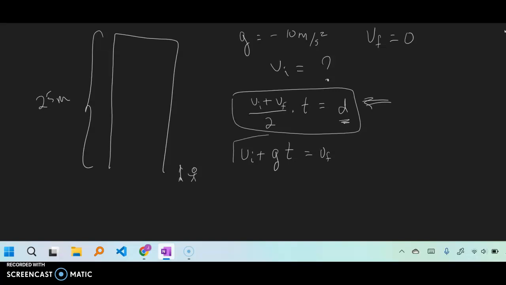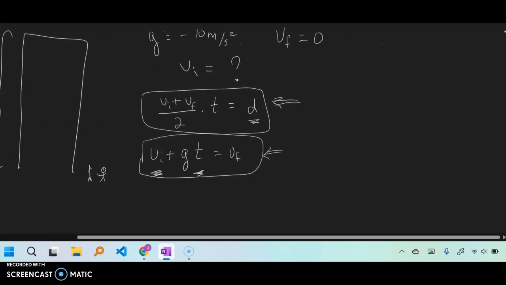And when I take a look at this one, I can say, well, all right, VF is something that I know. It's 0 at the top of the building. And here I have this little g I know, and here is a t and a VI, and I don't know those two. But this time I have a second equation with the same two unknown variables. The same two unknown variables are this VI I don't know, and this t that I don't know. But I've got two equations. That means by substitution, I should be able to figure this out.